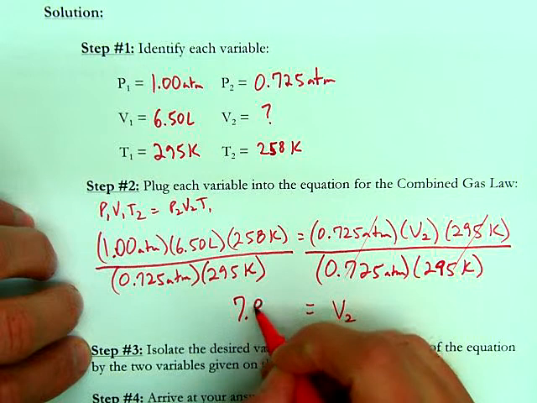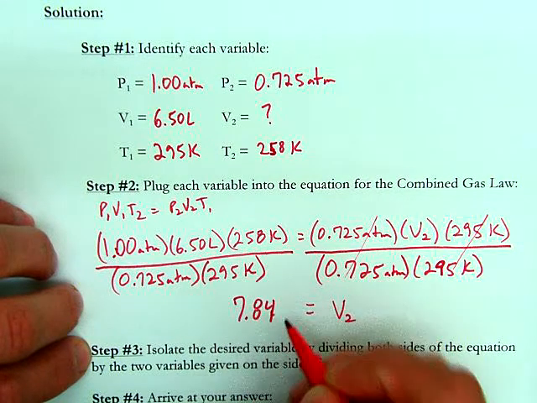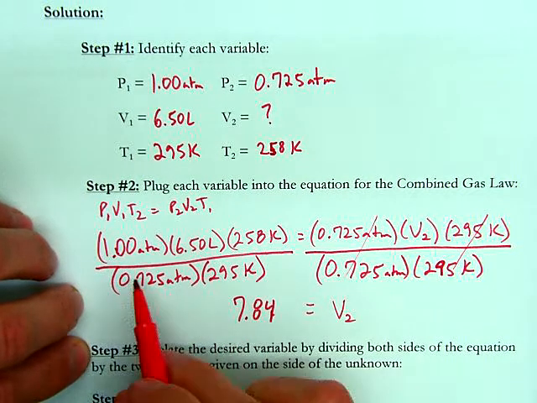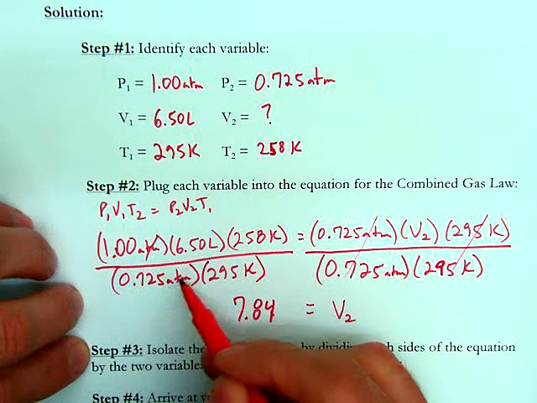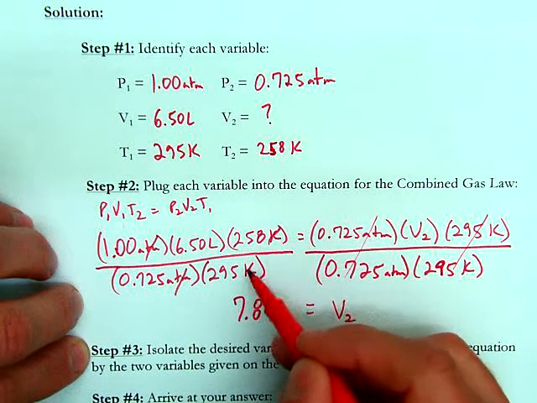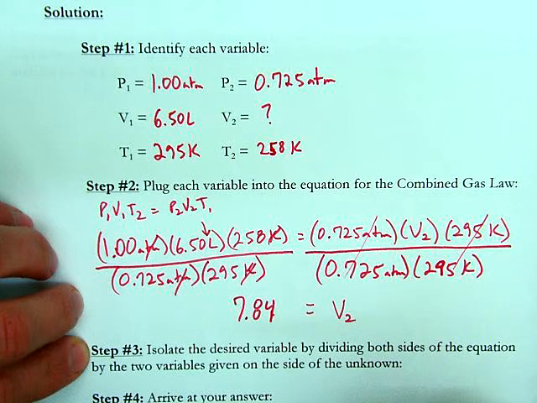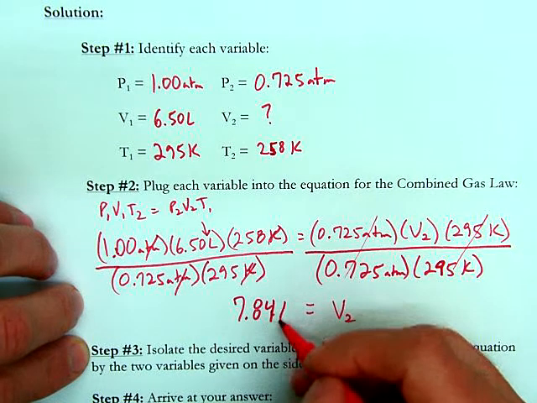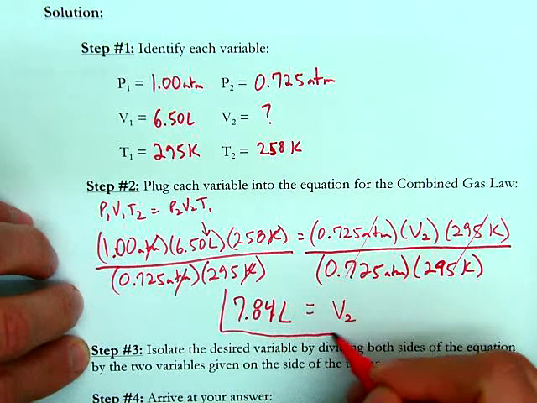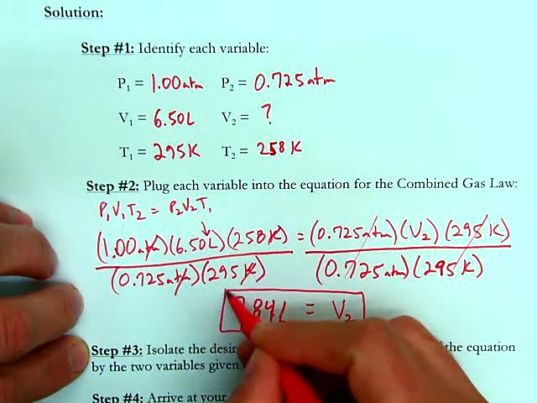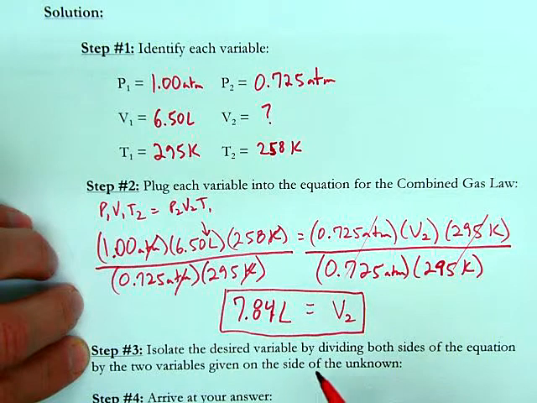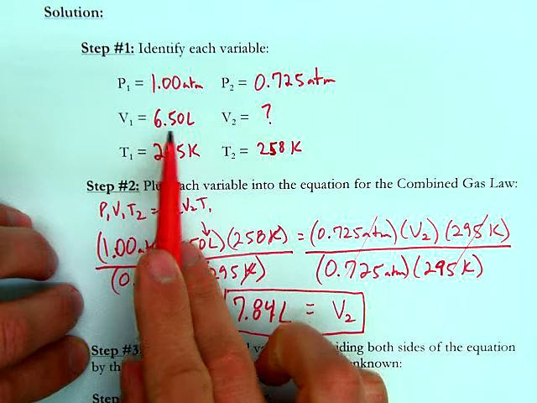Okay, now that's the number, but it's a volume. And if you look at our units, atmospheres divided by atmospheres cancels. Kelvin divided by Kelvin cancels. And the only unit we're left with here is liters, which is a unit of volume, which means our V2 is in liters.